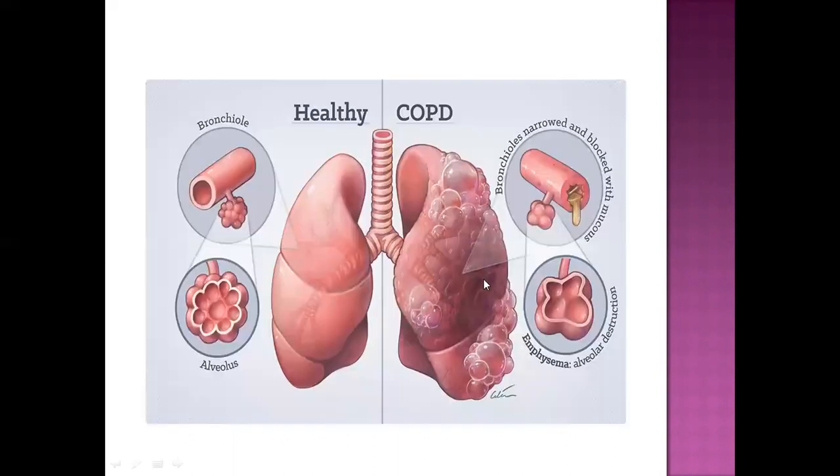This is a diagram showing a comparison between healthy lungs and lungs suffering from COPD. In the lungs suffering from COPD, bronchi and bronchioles are narrowed and blocked with mucus. This mucus is an abnormal or infectious production. And if it is because of emphysema, there is a destruction of alveoli, as emphysema and bronchitis can be major risk factors for COPD.